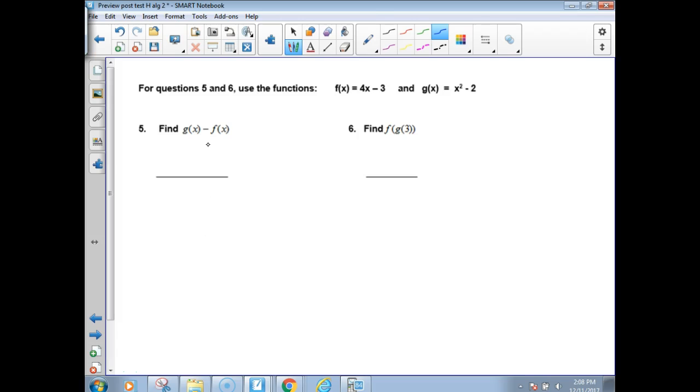Okay. All right, this says to subtract the g function and the f of x function. You have to do it in the right order. So x squared minus 2 minus parentheses 4x minus 3, and then you need to simplify that correctly. So that would be x squared minus 2 minus 4x plus 3, and that gives us x squared minus 4x plus 1.